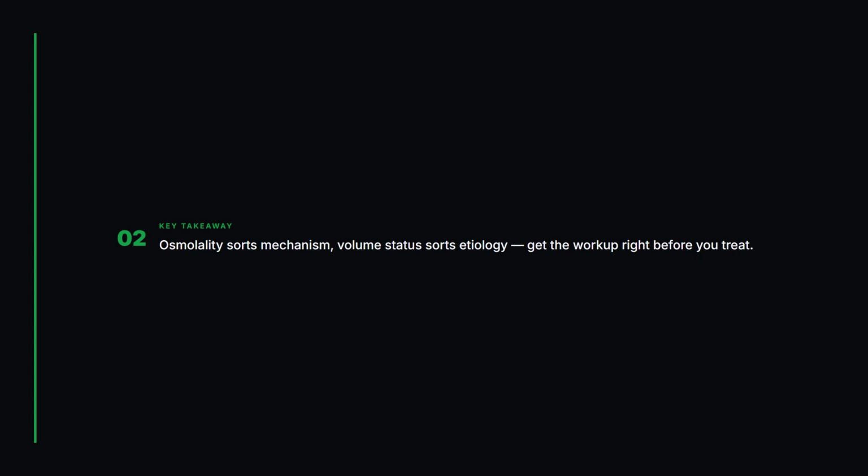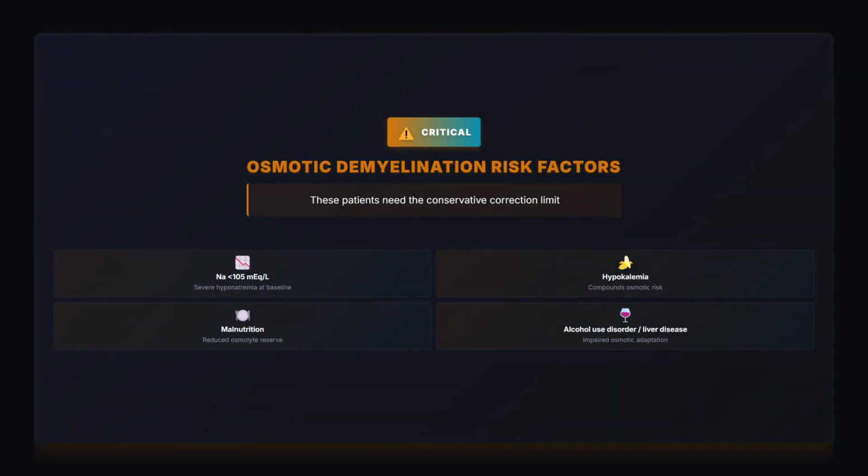Osmotic demyelination risk isn't uniform. It clusters in specific patients. Sodium under 105, hypokalemia, malnutrition, alcohol use disorder, and underlying liver disease all independently raise the risk, and these patients need the more conservative correction limits.